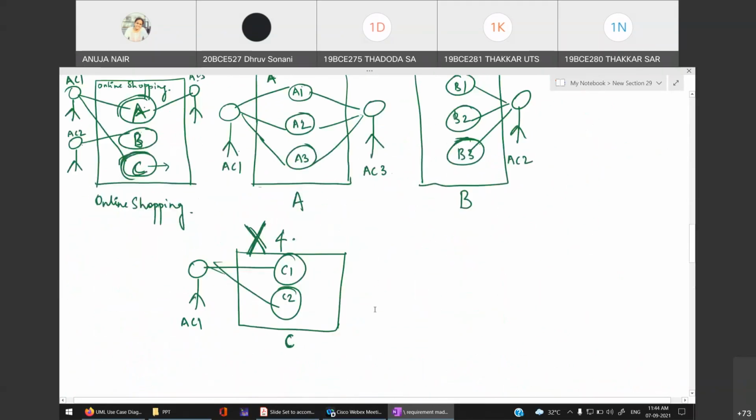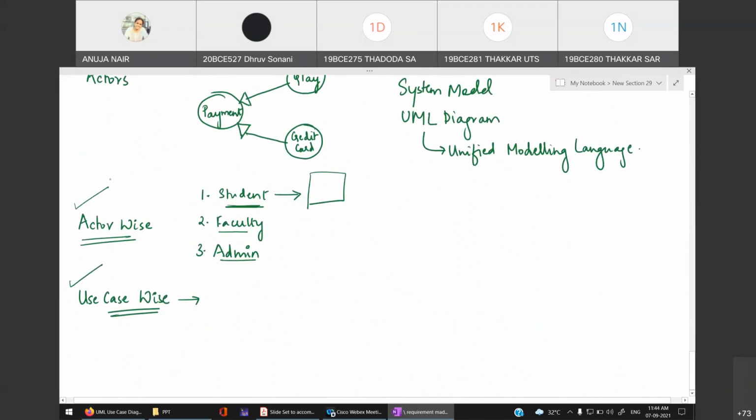Tanisha, actor wise means that when you have made the SRS, you must have listed down the requirements of student, right? Let's say you have listed down 10 requirements of student. So you can make a single use case diagram where all the 10 use cases are present and connected with student. And then if you have sub functionalities for a use case, make a separate use case for that.